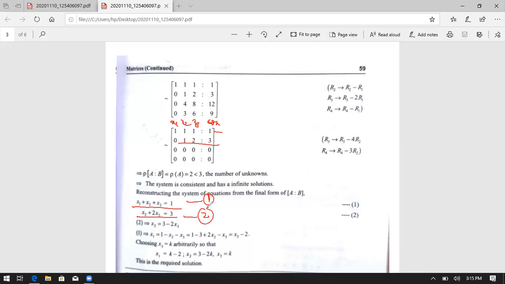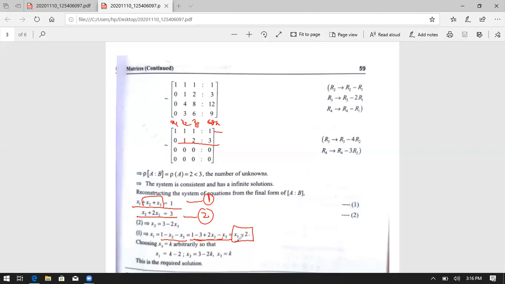Okay, next come to equation 1. The value of x2 substitute here. That is x1 is equal to 1 minus x2 minus x3, moving the x2 and x3 values to this side. What is x2? x2 is equal to 3 minus 2x3, so 1 minus 3 plus 2x3 minus x3. That is equal to x3, after simplification, x3 minus 2. Finally you write x3 minus 2.